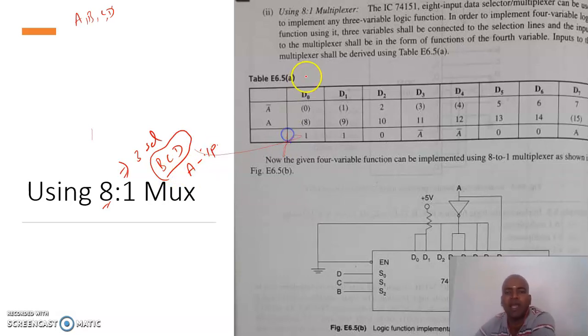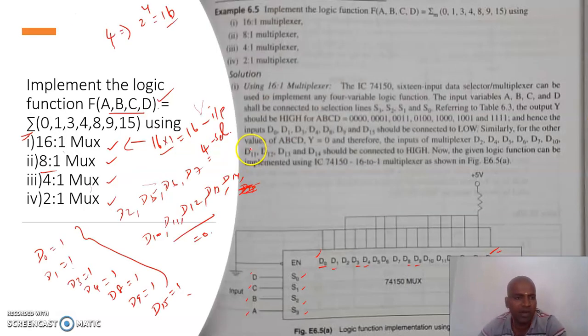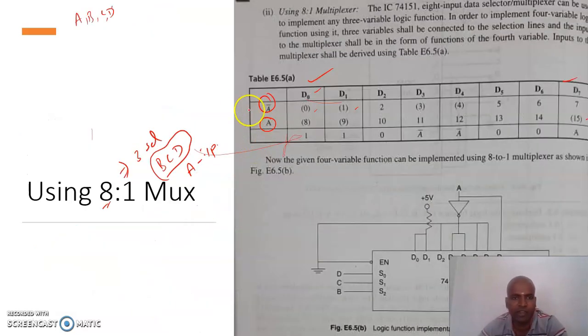So I'm going to create a table like this. See, 8 inputs, D0 to D7, are written, and all possible combinations, that is 0, 1, 2, 3, 4, 5 up to 15, are also written, and A bar, A is taken as an input. Now mark the values on the given values. The given values are 0, 1, 3, 4, 8, 9, 15. So let's mark the values. 0 is marked, 1 is marked, 3, 4, 8, 9 and 15. All the values are marked here.